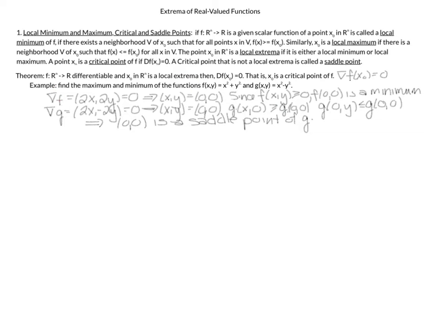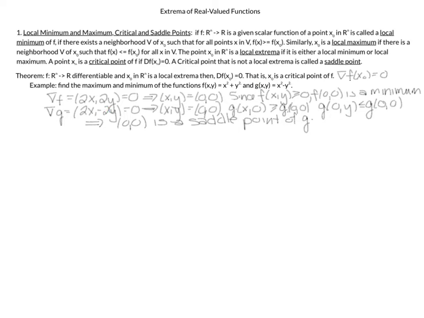So the gradient of f, the partial derivatives with respect to x and y, these first order derivatives, is 2x, 2y. We set that equal to 0 because that's how we find critical points. So if it's equal to 0, then what we get is that x and y must be equal to 0. Since f of x, y, so this x squared plus y squared, is greater than or equal to 0, then 0, 0 must be a minimum.